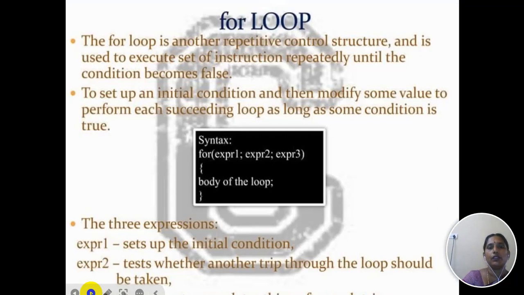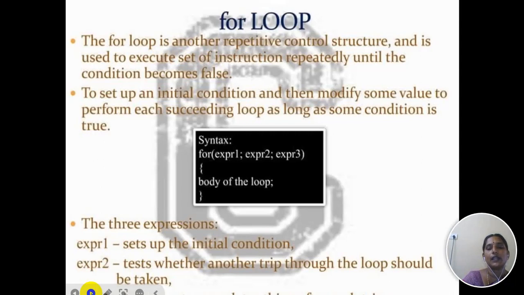Next we have to see the for loop. For loop is another entry control loop. It is used to execute a set of instructions repeatedly until the condition becomes false. Set initial conditions and then modify some values to perform each successful loop as long as some condition is true. So this is the syntax of the for loop.